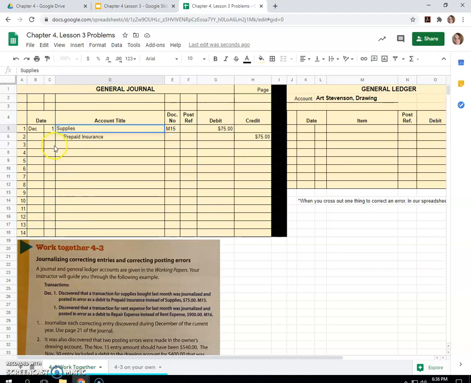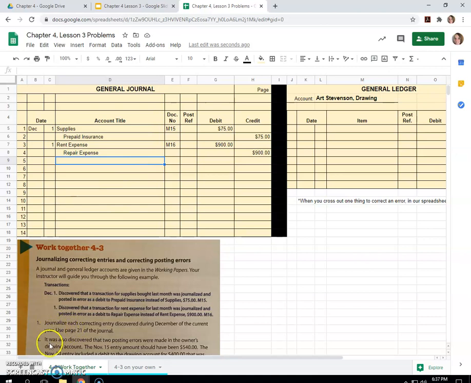And then also on December 1st, what else happened? We discovered that a transaction for rent expense last month was journalized and posted as a debit to repair expense instead of rent expense. So this one was memorandum 16, and the impact was $900, and it was in error as a debit to repair expense. So now we've got a credit to repair expense because it had $900 it shouldn't have. So this credit will give it a net zero impact. And it should have been rent expense. So we'll put rent expense as our debit. So those two transactions will correct the errors made.